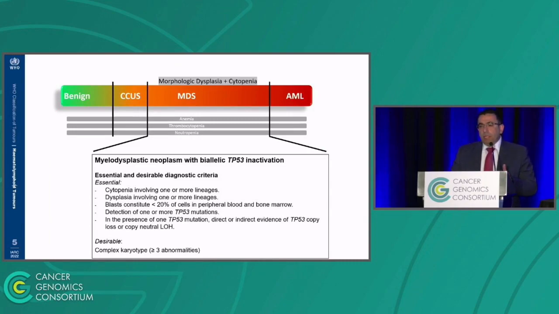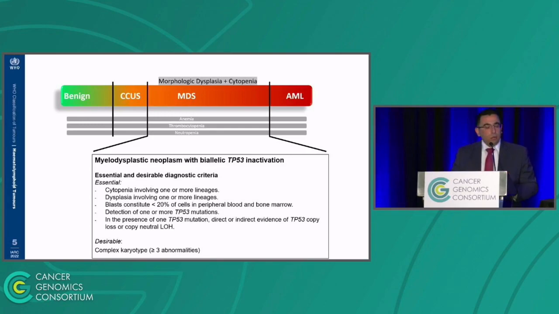Drawing a line between CCUS and MDS is an emphasis on MDS being defined on the basis of morphologic dysplasia plus cytopenia. And it's within that context that now we have this new entity of MDS with biallelic P53 inactivation. And I am taking the essential and desirable diagnostic criteria from the WHO classification and highlighting them here.